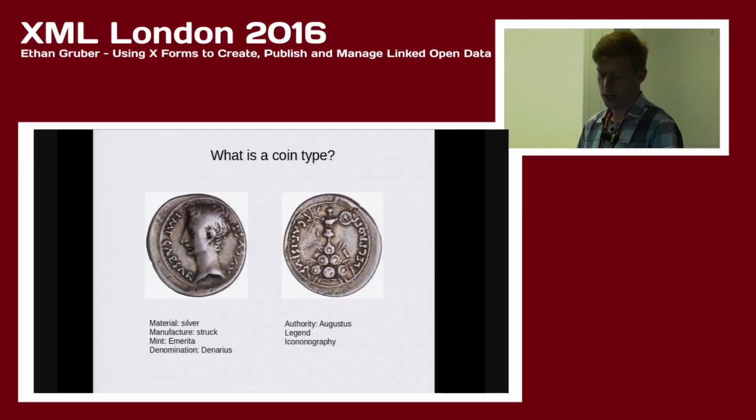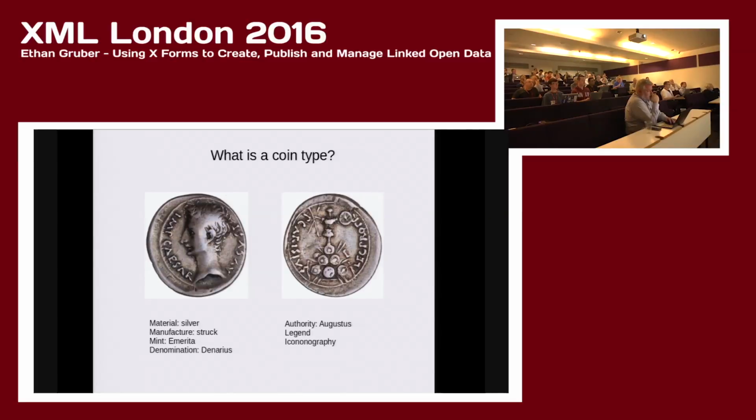I'll talk a bit about what a coin type is. So numisma.org is currently mainly focused on Greek and Roman, but we are expanding into medieval numismatics and Islamic numismatics. A coin type is basically a combination of different characteristics into a mostly unique typology. There are many thousands of URIs that have been minted in numisma so far, and many tens of thousands of additional URIs have been minted by other partner projects to describe typologies.